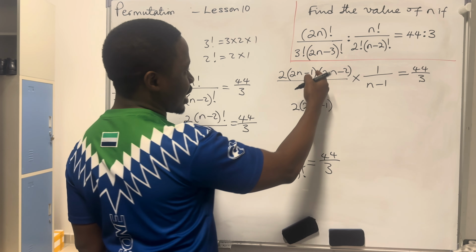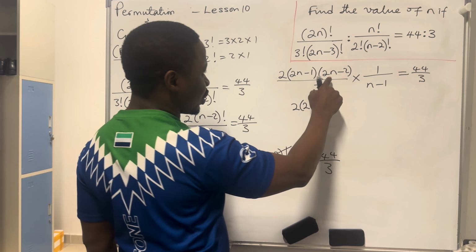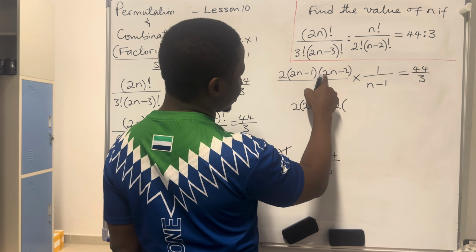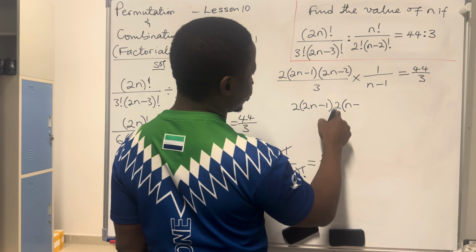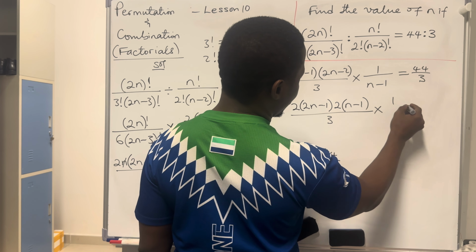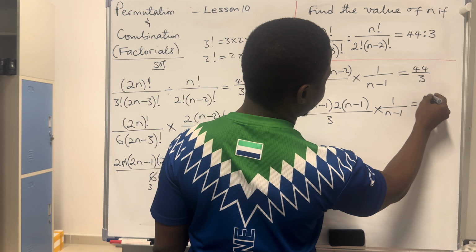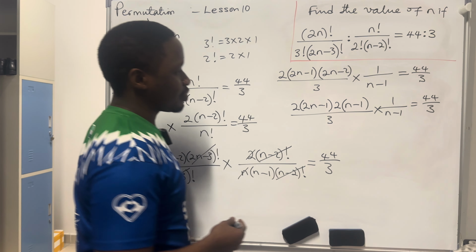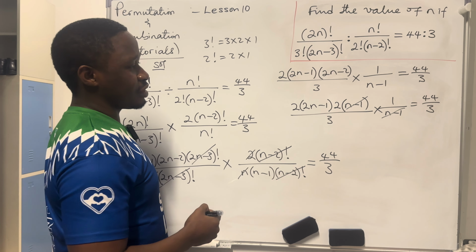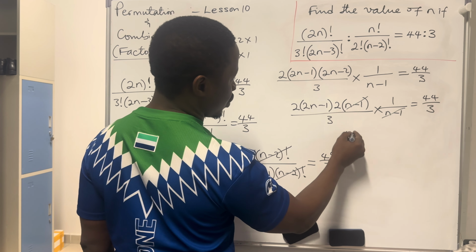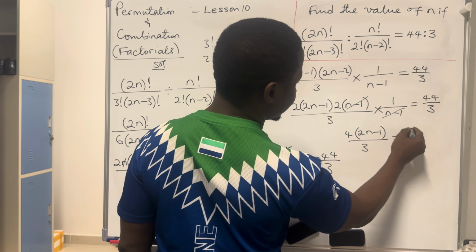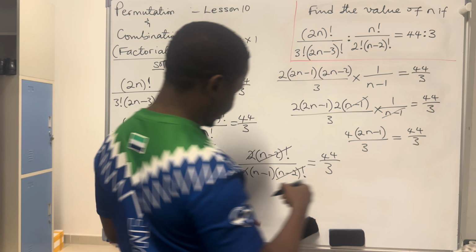So we say 2 into 2n minus 1, 2n minus 2. There is something common. There is a multiplication sign here, please don't forget. What is common between 2n and 2 is 2. So 2 into 2 takes away 2, leaving n. 2 into 2 is 1. So this is 3, 1 over n minus 1, 44 over 3. Now n minus 1 has the right to take away n minus 1. 2 times 2 is 4 into 2n minus 1 over 3, which is 44 over 3.